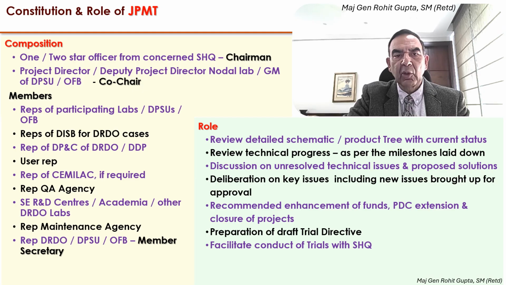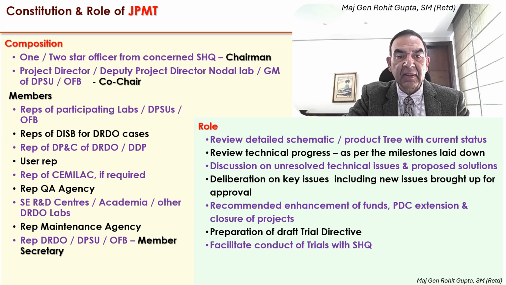Let us now have a closer look at the major monitoring teams as well as the review committees that we talked about. First is the JPMT, the apex body, the Joint Project Management Team. The composition of it: the chairman is either a brigadier or a major general equivalent officer from the concerned service headquarters, and the co-chair of this is the project director, the deputy project director nodal lab, or in case of DPSUs or the OFP, the general manager concerned.